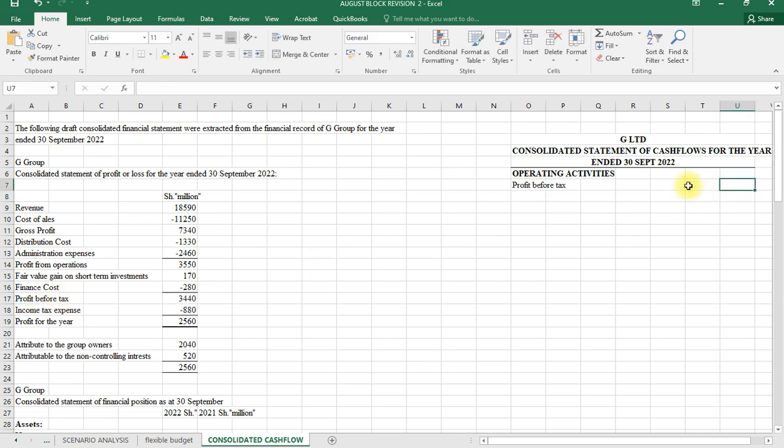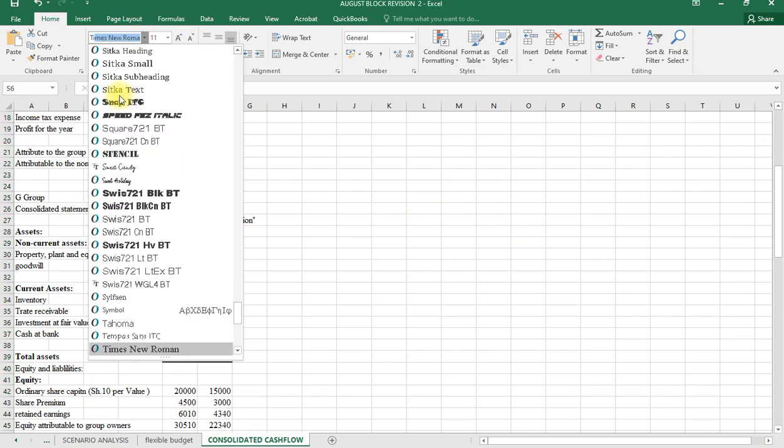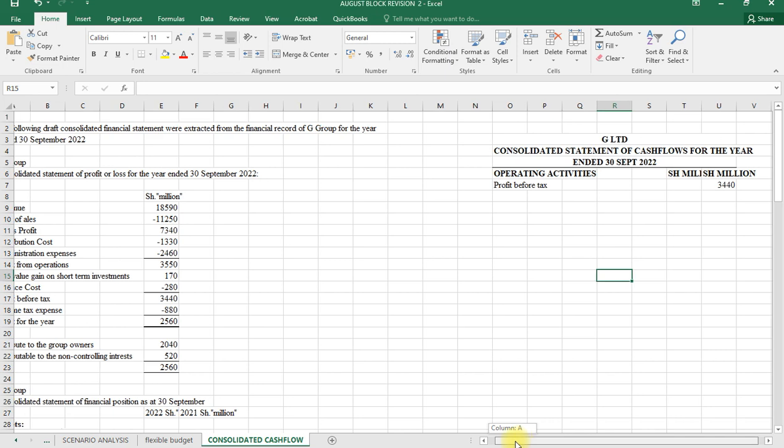I'll fix my values at that end. Shillings in million, and I can have this other column here also as shillings in million. So here is the profit before tax, and let me format that to Times New Roman font 12. I just love using that for more visibility.